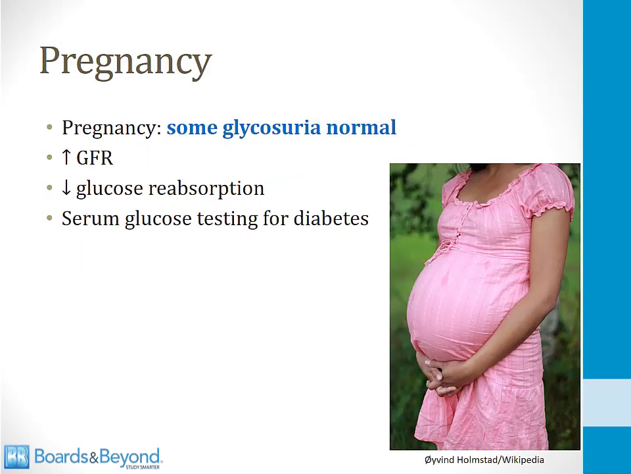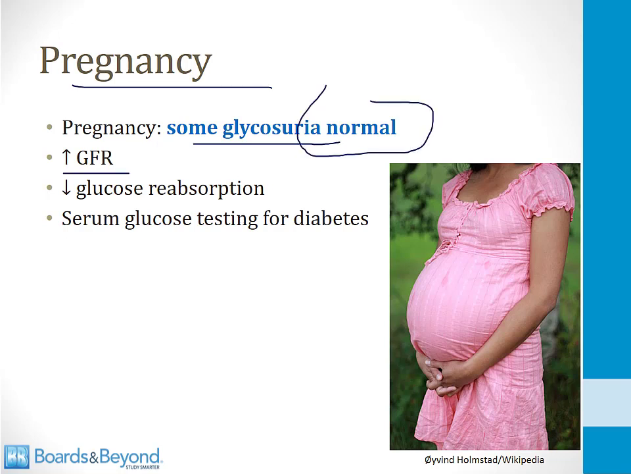It is very, very high yield to know that in pregnancy, some glucose in the urine or glycosuria is normal. The reason for this is because the GFR goes up in pregnancy as the plasma volume goes up. In addition, there is evidence that there's some decrease in glucose reabsorption. And for this reason, if you want to screen mothers for diabetes occurring in pregnancy, you need to use serum glucose testing, because finding some glucose in the urine doesn't necessarily mean the pregnancy is abnormal.